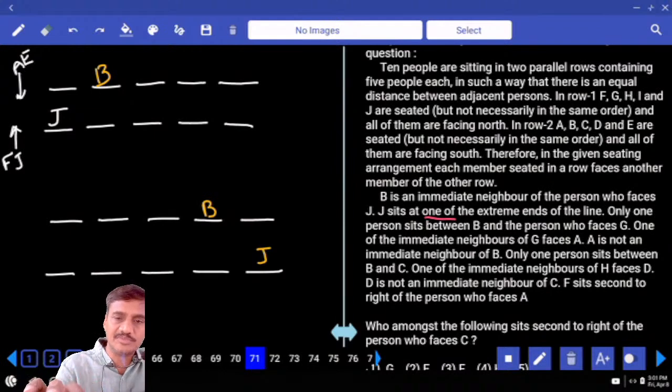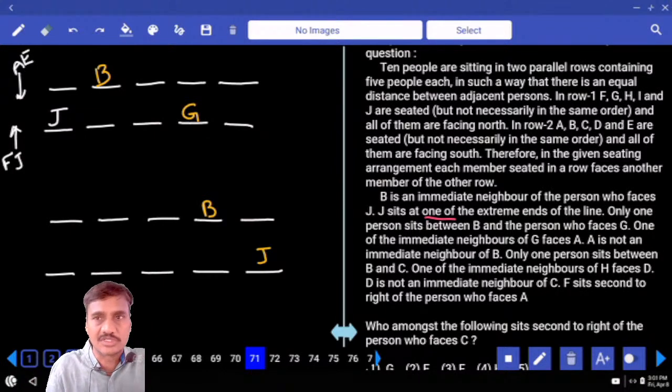And next one, only one person between B and the one who faces G. Only one person between B and the one who faces G means G is at this place.